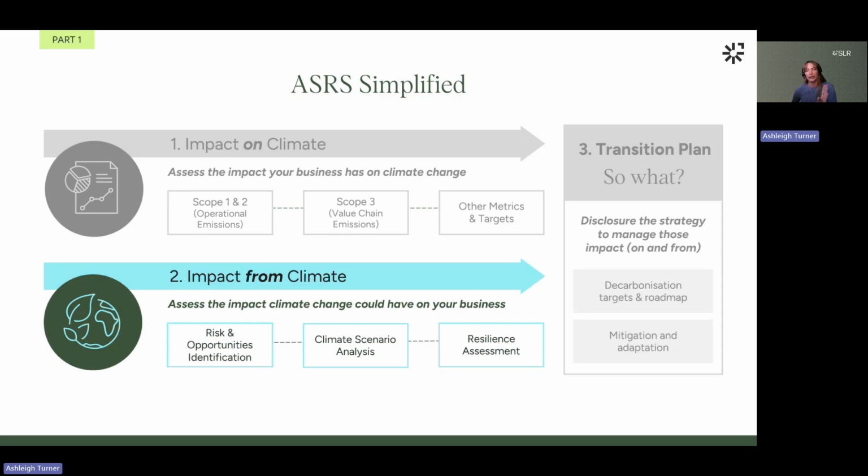And the third piece of ASRS is the so what. So that's your transition plan. How are you managing your impact on climate through decarbonisation? How are you managing climate's impact on you through mitigation and adaptation? And then today's focus, like I said, is on that second bucket. So the impact from climate, specifically scenario analysis, which sits at the center of that impact from climate piece.